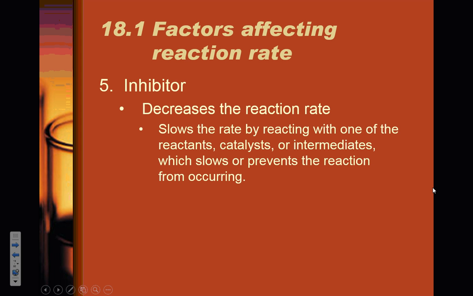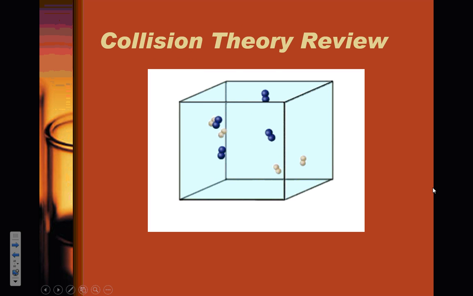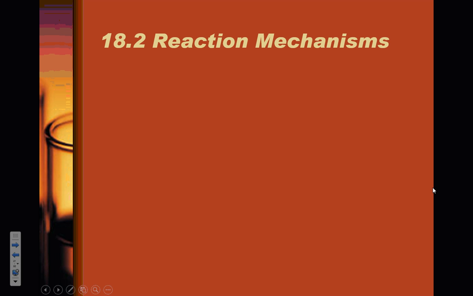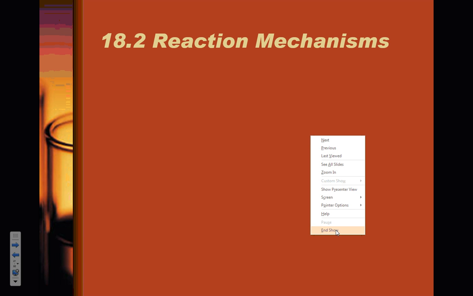Intermediates are things that don't appear at the beginning and the end, only exist in the middle of a reaction. But they're there and they're reacting, so if they're gone, that would slow down the rate. So this ends up then slowing down or preventing the reaction from occurring. So it doesn't change the energy of activation. It's just actually removing key components. And that lower concentration means lower collision rate. Now there is a movie about collision theory that you can watch related to this that reviews overall what we just talked about. And that ends our discussion on reaction rates.